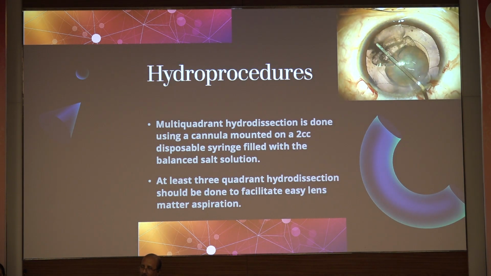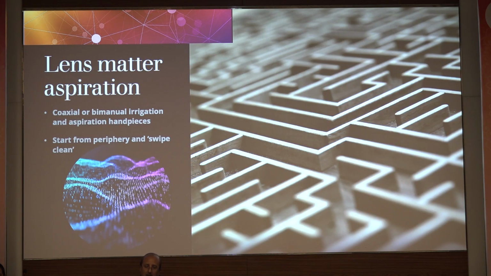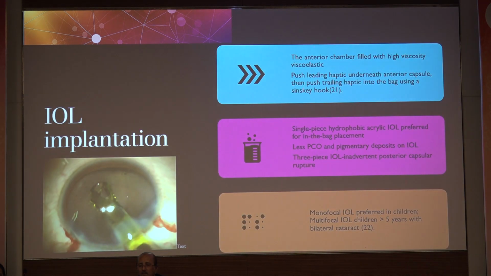Multi-quadrant hydrodissection is done using a cannula mounted on a 2 cc disposable syringe filled with BSS. At least 3-quadrant hydrodissection should be done to facilitate easy lens matter aspiration. And coaxial or bimanual irrigation aspiration handpieces can be used. We start from the periphery and swipe clean all the cortical matter. It is essential to polish the capsule also because the remnant anterior lens epithelial cells can proliferate and migrate and lead to different forms of posterior capsular opacification.